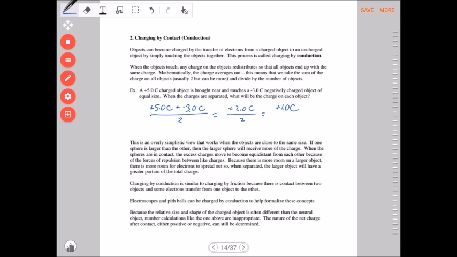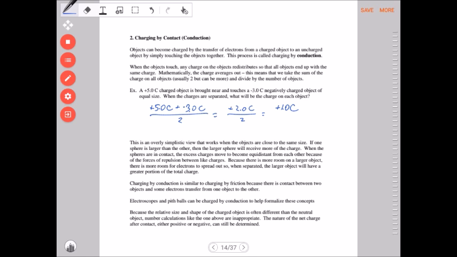Because there is more room on the larger object, there is more room for electrons to spread out, so when separated, the larger object will have a greater portion of the total charge. Now, charging by conduction is similar to charging by friction because there is contact between the 2 objects and some electrons transfer from one object to the other. Okay, electroscopes and pith balls can be charged by conduction to help formalize these concepts.